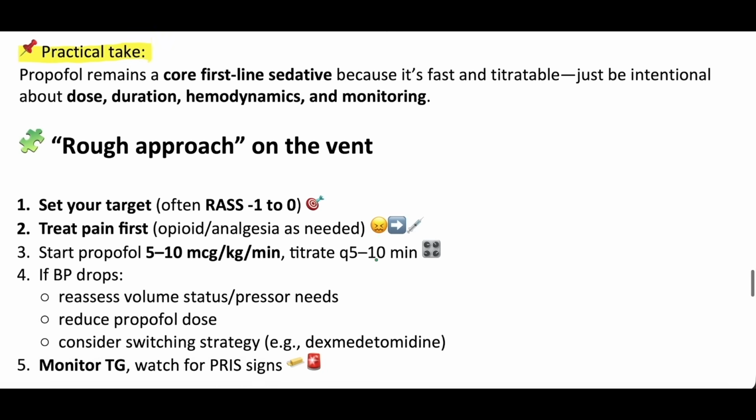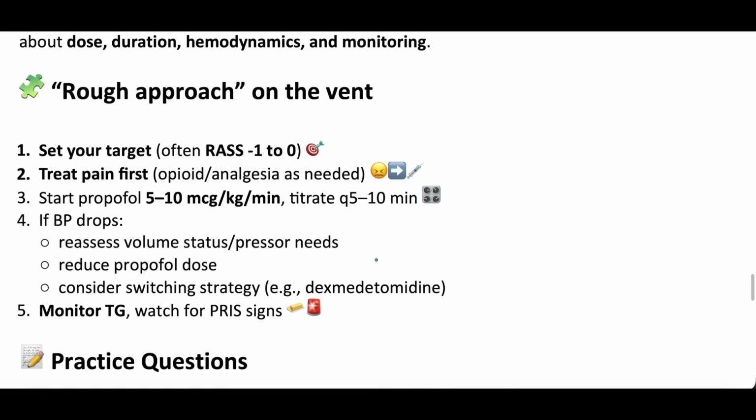Alrighty, we're getting closer. Here's a rough approach on the vent just for educational purposes. So decide your target RASS. Many people, that's 0 to -1. Treat pain first, right? Don't try to sedate the pain out of the patient with propofol. If pain is adequately treated, maybe you're using your CPOT score. Again, search Whiteboard Medicine CPOT, and we got some episodes on that.